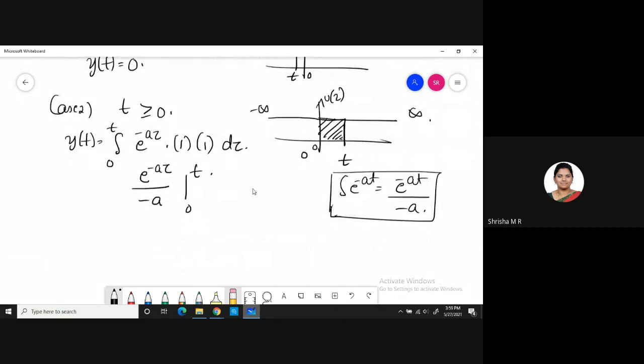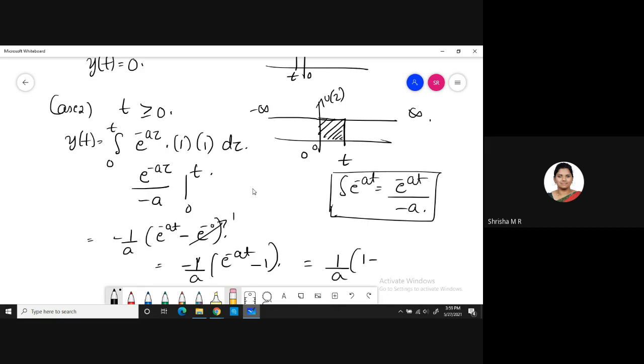Okay, so now try solving this. So I will take minus 1 by a outside. So you have e power minus at minus e power minus 0. Correct? So e power minus 0 is 1. So you have minus 1 by a into e power minus at minus 1, or we can take the negative sign. We can multiply this once again and you can take it is equal to 1 by a into 1 minus e power minus at into u of t, because the signal is starting from 0. Got it?